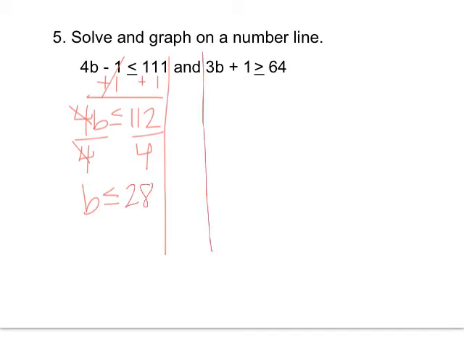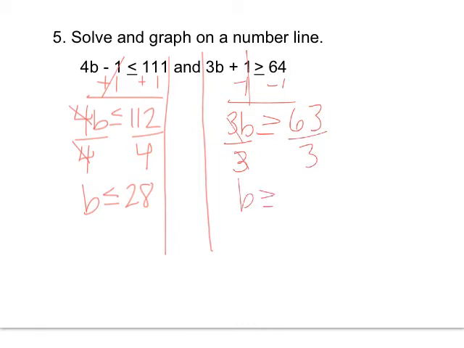Now I'm going to solve the second one. So in the second one, I'm going to, again, isolate the b by getting rid of this plus 1 with the additive inverse. So I subtract 1 on both sides, bring down 3b. 64 minus 1 is 63. And then divide both sides by 3. So b is greater than or equal to 63 divided by 3, which is 21.